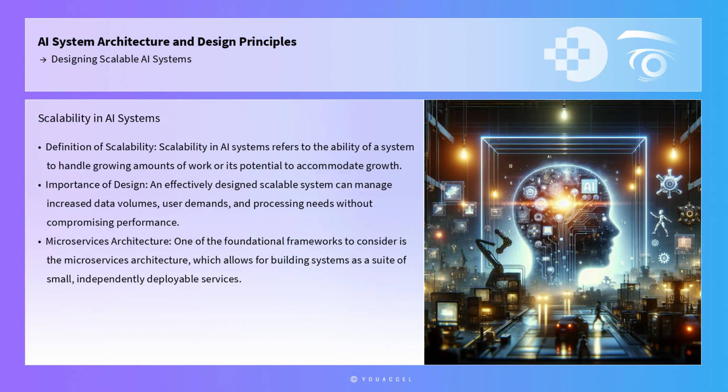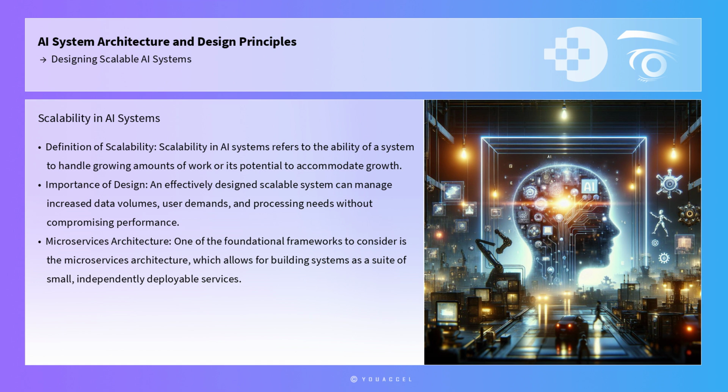effectively. Scalability in AI systems refers to the ability of a system to handle growing amounts of work, or its potential to accommodate growth. An effectively designed scalable system can manage increased data volumes, user demands, and processing needs without compromising performance. One of the foundational frameworks to consider when designing scalable AI systems is the microservices architecture.